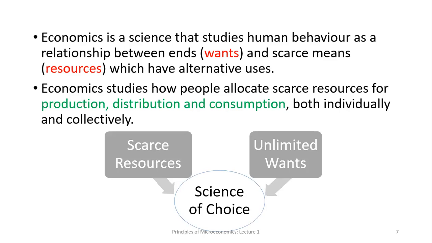We can also say that economics is the science of choice, or economics is the science of scarcity, because we have scarce resources and we have unlimited wants. Remember, by scarcity, we mean something is less than needed. We will come to it later.